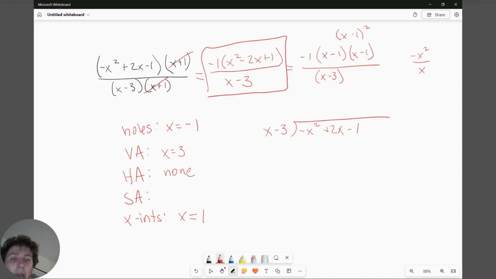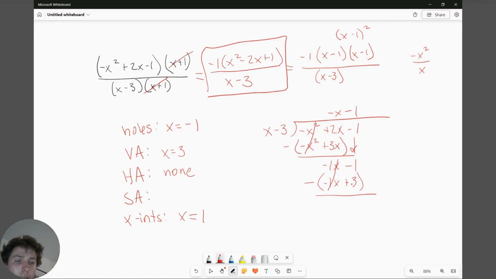Find what you need to multiply x with to be negative x squared. Then you can multiply that in. Go through your subtraction. 2 minus 3 is negative 1x. Bring down your next term. Go through your multiplication again. To make x negative 1x, you'd have to multiply by negative 1. Make sure you distribute that to both of your terms in front. And then subtract. And we end up getting our remainder. Again, I don't need the remainder. I just needed this part where our slant asymptote is y equals negative x minus 1.